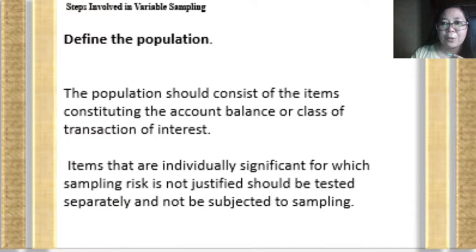After the auditor determines his objective, he will define the population where the samples will be taken. The population should consist of the items constituting the account balance or even a class of transactions of interest. Items that are individually significant, for which sampling risk is not justified, should be tested separately and not be subjected to sampling, because there might be deviations that exist there. That's why they should be tested separately.